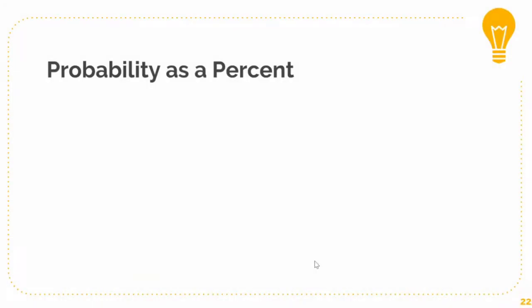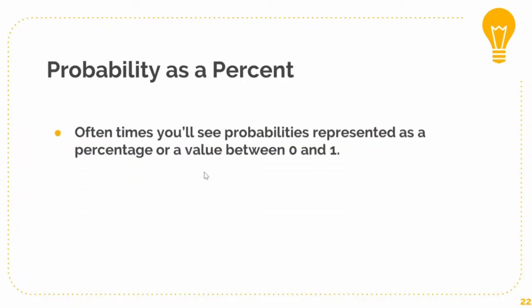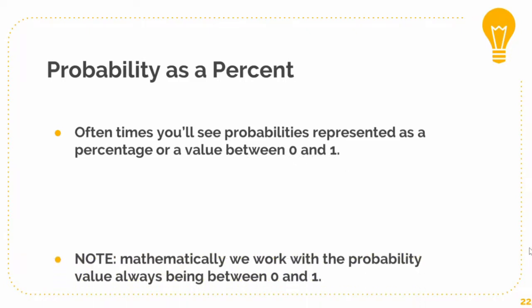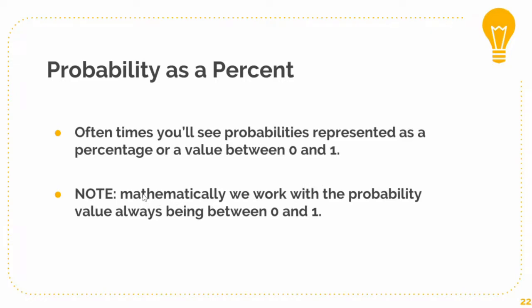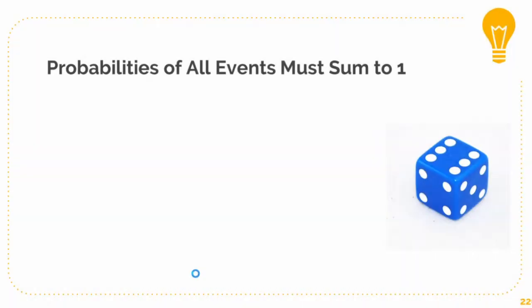So probability can also be measured as a percent. Oftentimes you'll hear people saying the chances of something is 55 or 60%. Technically and mathematically though, we always measure probability between 0 and 1. It's never smaller than 0 or larger than 1. Okay, so note mathematically, as I said, we always work with this range. And that's how we explicitly state it here.